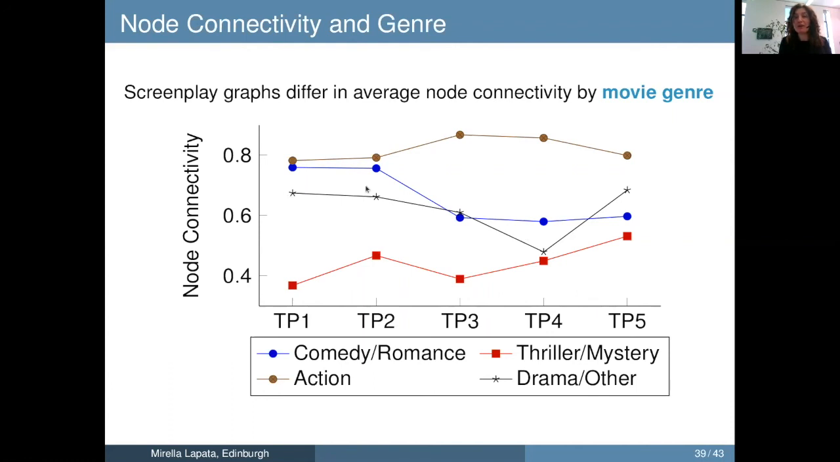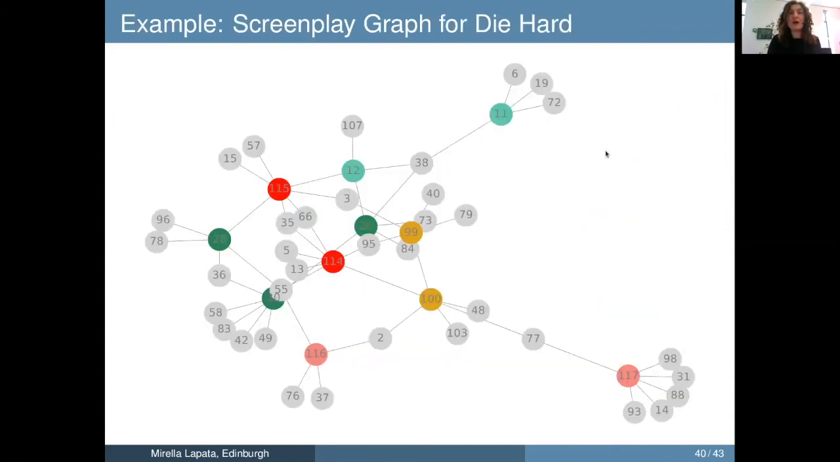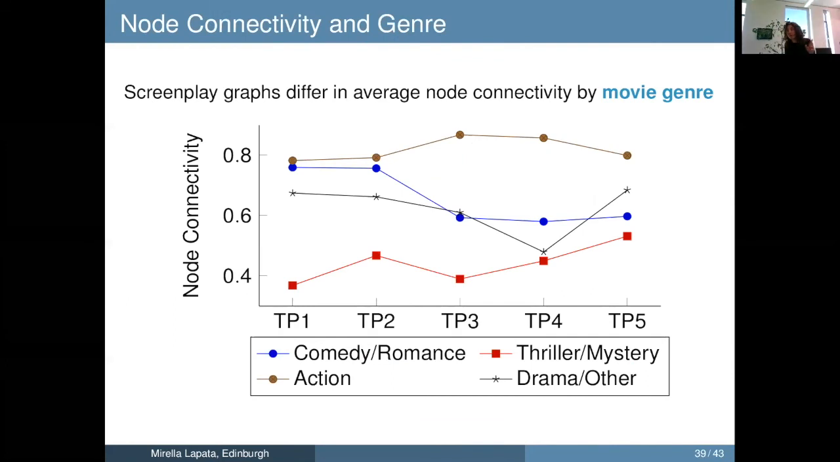Drama starts very connected and then it becomes less connected, whereas with action, we observe that connectivity increases. So we can make such observations about the different genres. And these are also borne out when we analyze individual movies.